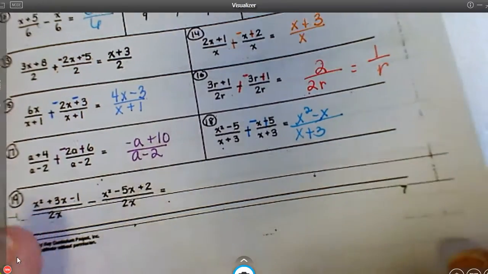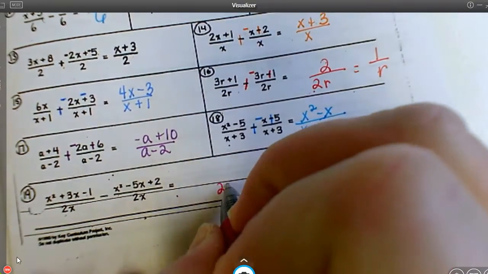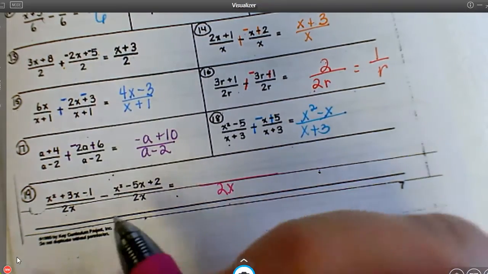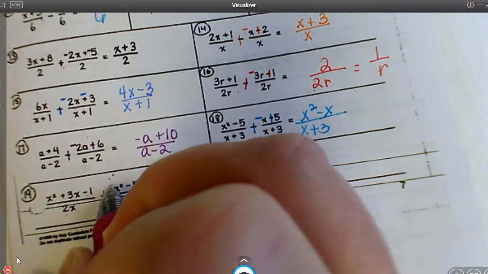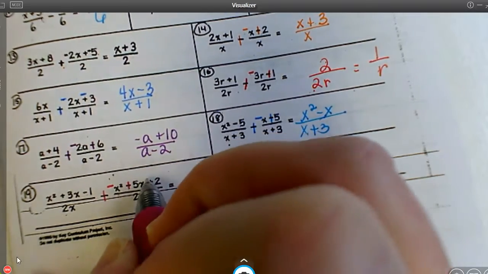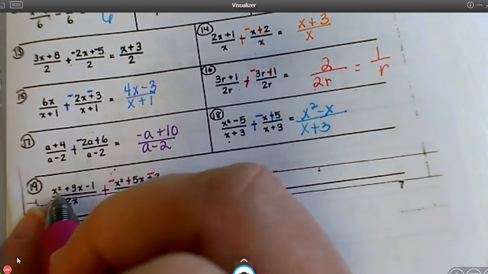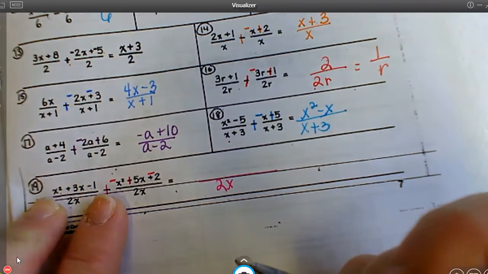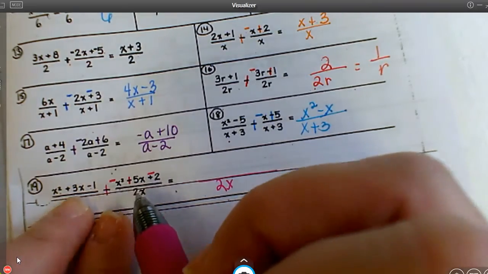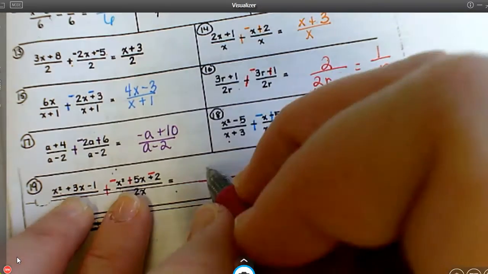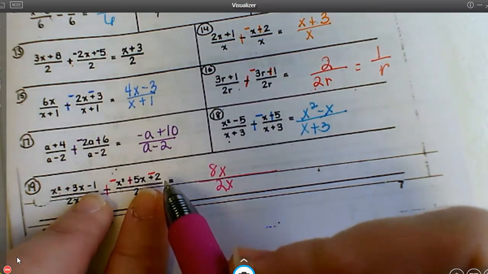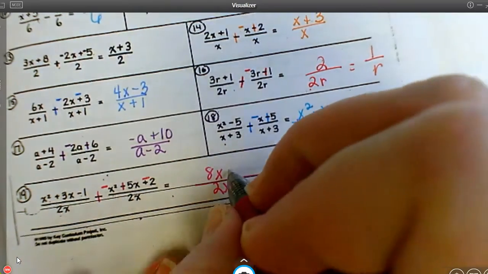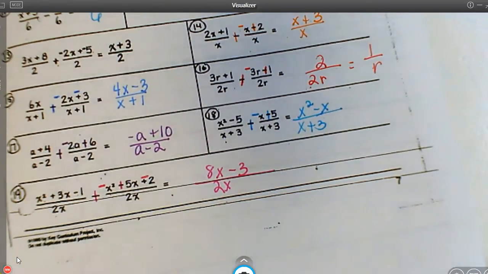We'll do this last one on this side together. I know that 2x will be on the bottom. Minus, and a whole bunch of things were minus, and I'm going to change that to plus and change every sign. So x squared minus x squared is 0. That won't be there. 3x plus 5x is 8x. Negative 1 minus 2 is negative 3, and that's what you get for your answer.